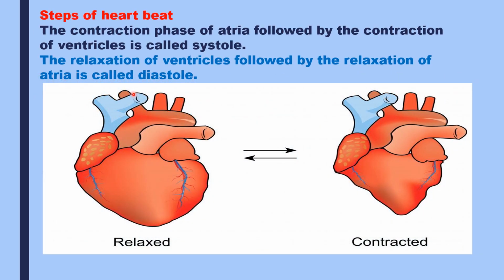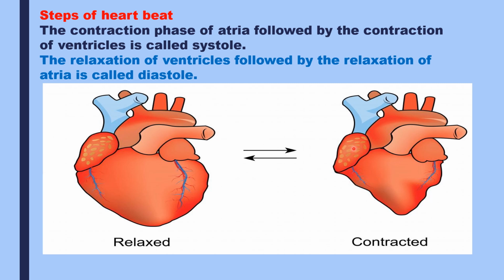The alternate contraction and relaxation of the heart in a definite rhythm is called the heartbeat. Each heartbeat consists of two steps, called the systole and the diastole. First, let us see the contraction of the heart. First, the atria contract, and the contraction of the atria is followed by the contraction of the ventricles.